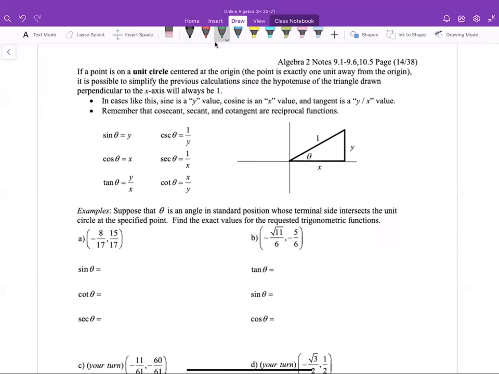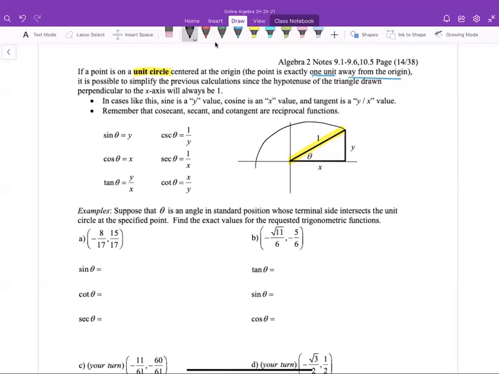All right, if a point is on a unit circle, just so you know, a circle that has a radius of 1, the point is exactly 1 unit away from the origin. So it is possible to simplify the previous calculation since the hypotenuse of the triangle drawn perpendicular to the x-axis will be 1. So again, the radius is 1. If I were to have this circle go around, it will always have a hypotenuse of 1 unit. That is a unit circle, and so you'll see the hypotenuse is 1.